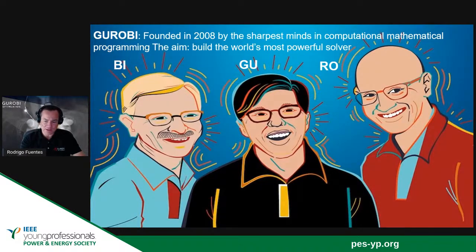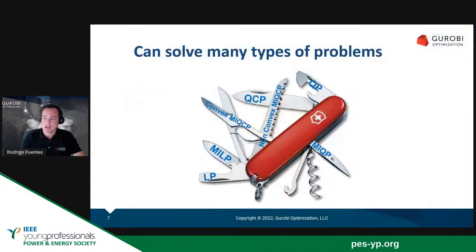At some point, they decided to start Gurobi, and Gurobi as a company only focuses on the numerical optimization solver. We don't have any other products. For other vendors, the optimization tool is one of many products that they have. In our case, the only product that we have is the optimization solver.